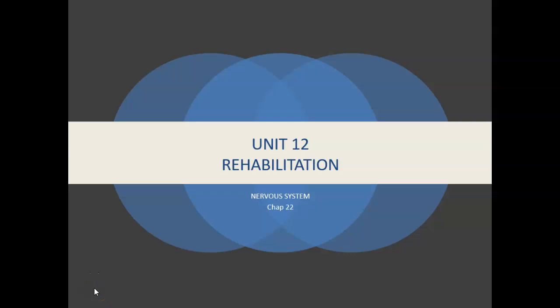Class, we are getting there. We are on Unit 12, which is Rehabilitation and the Nervous System.